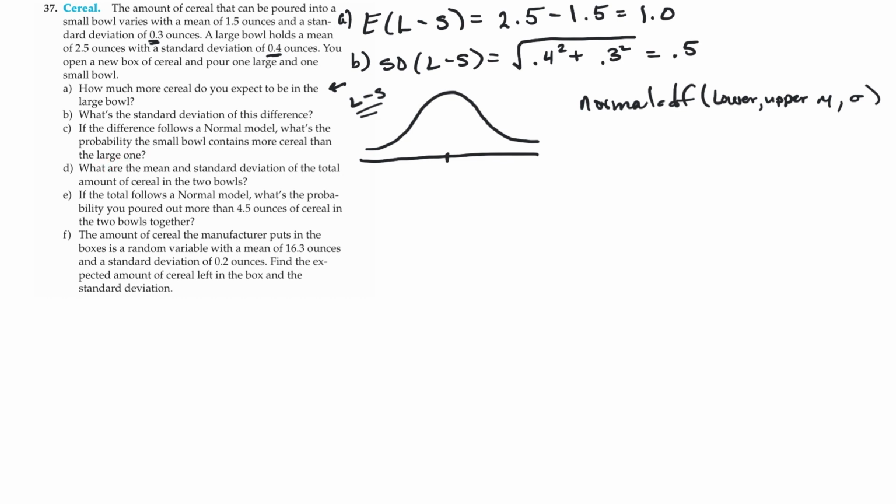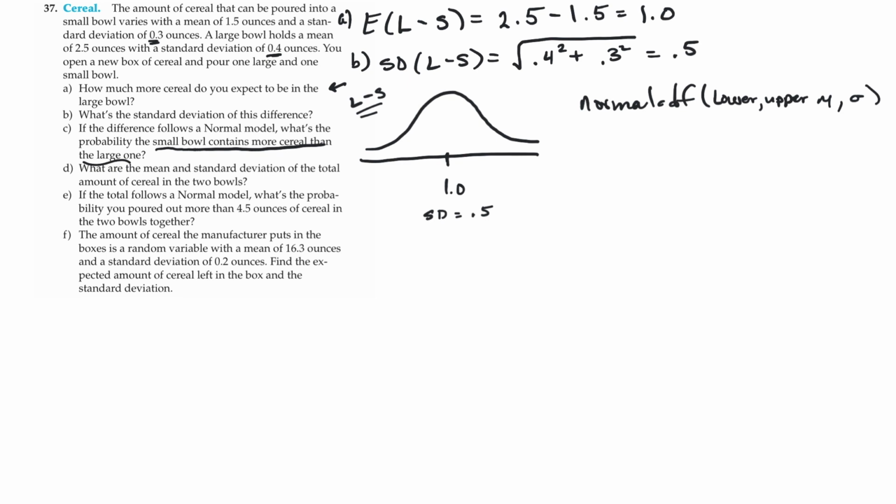So I know the center of this distribution because we found it in part A. It's 1.0. I also know the standard deviation in this group, right? It's equal to 0.5. The next part we have to figure out is, what does this mean? The small bowl contains more than the large one.